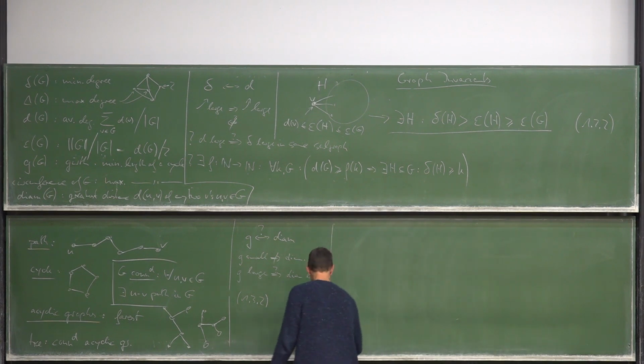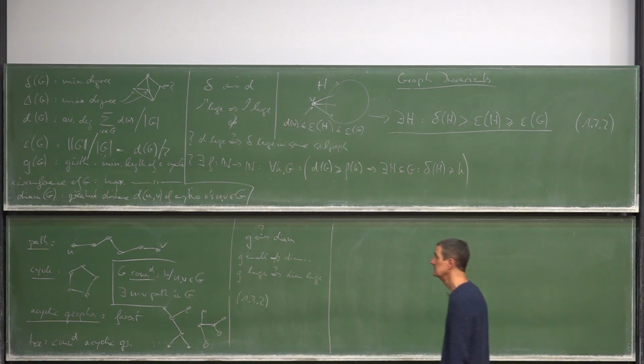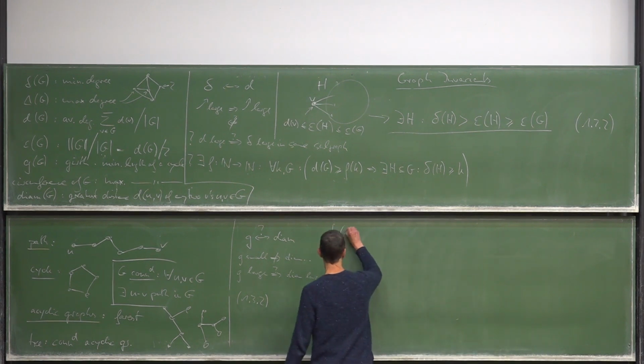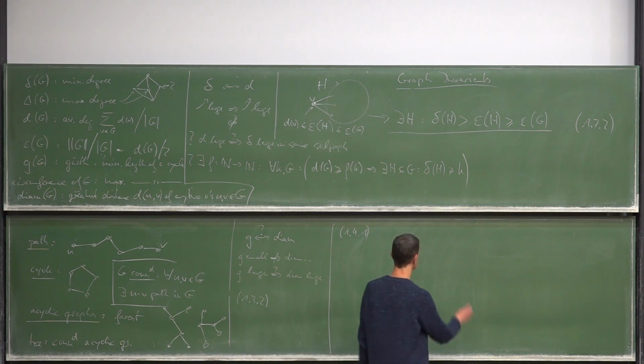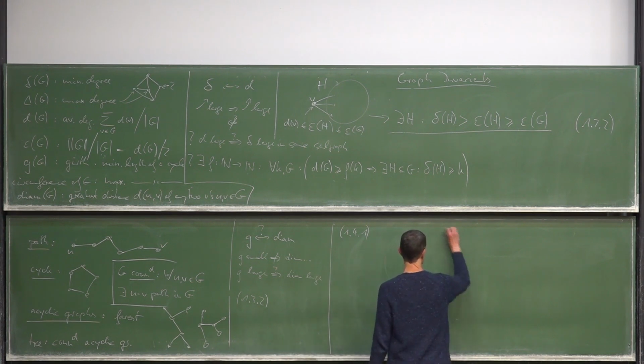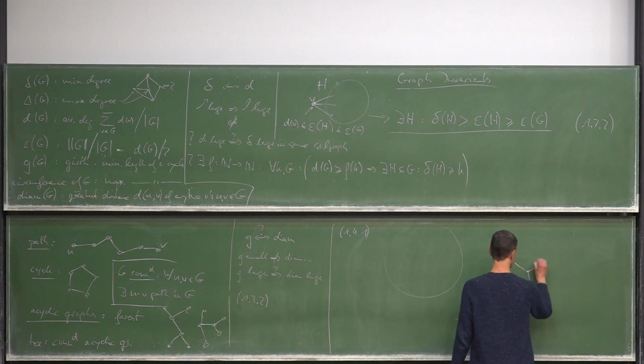Here's a proposition. The proposition says it's 1 for 1. It says that if we have a connected graph, so let me give you a picture first.